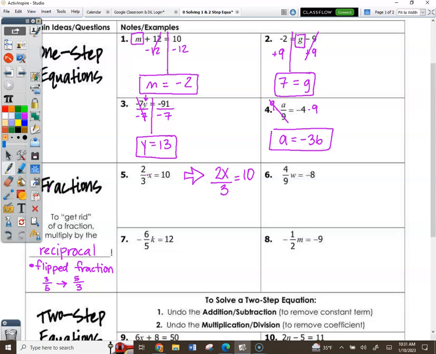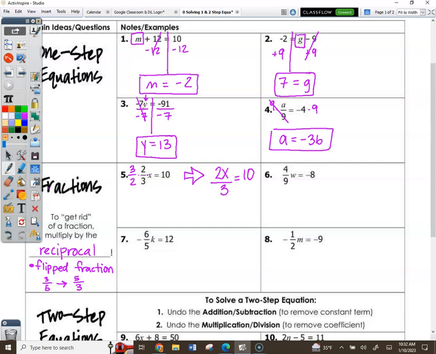So instead of going through that thought process and having to remember keep, change, flip, enter this technique where you just say, I need to move that. Okay, well, I'm going to move it by multiplying by its reciprocal. Here's why.